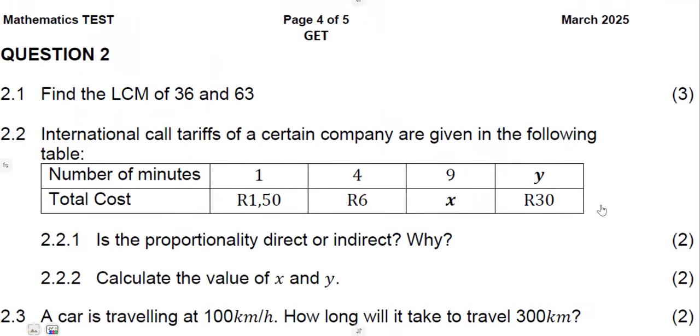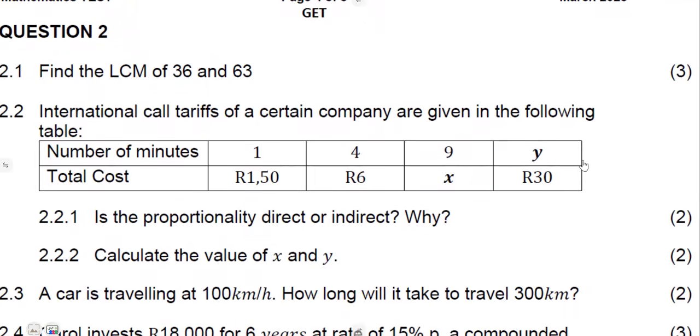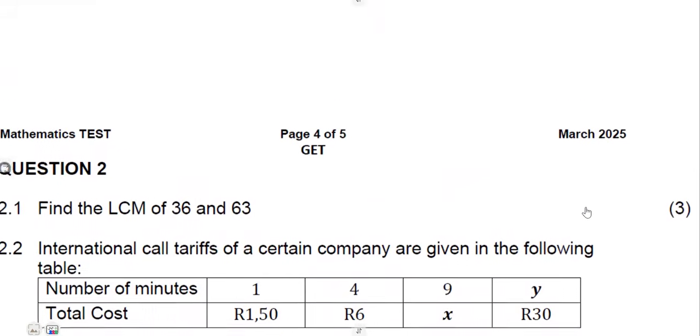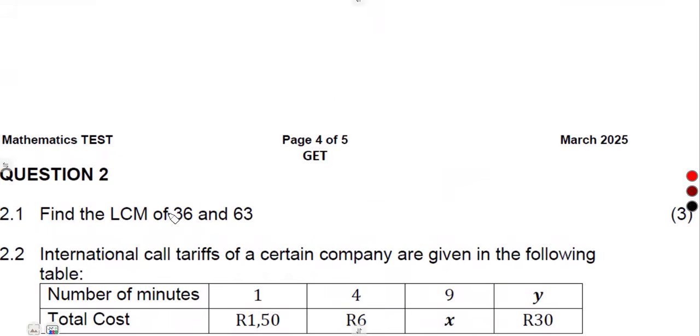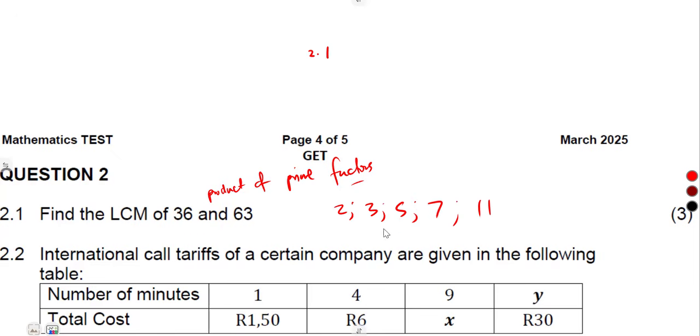Let us move on to the other part, which was question number 2. Find the LCM of 36 and 63. So in order for us to have the LCM, we're going to need the product of prime factors of these numbers. Remember the smallest prime factor is 2, followed by 3, 5, 7, 11, and so on. So let us have our numbers. 36, the smallest number, the 2 is going to work. So we are dividing 36 divided by 2.